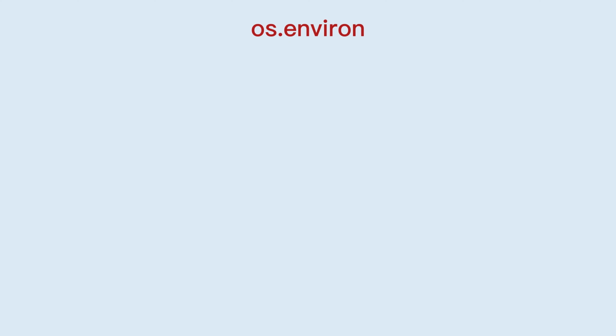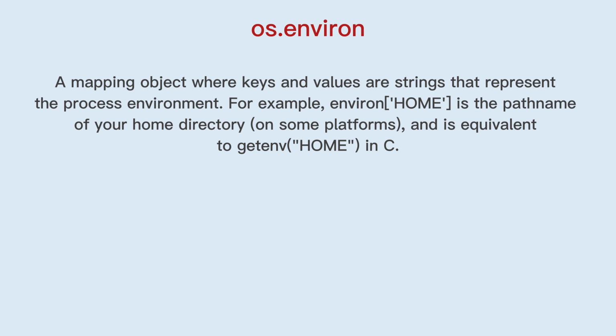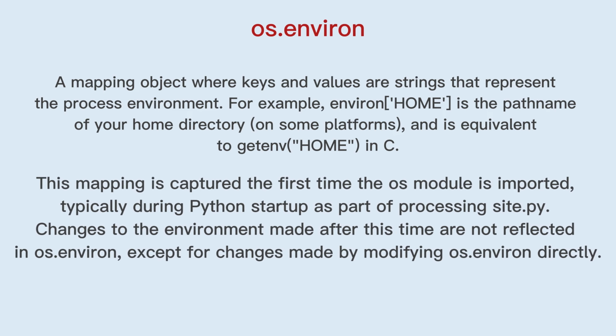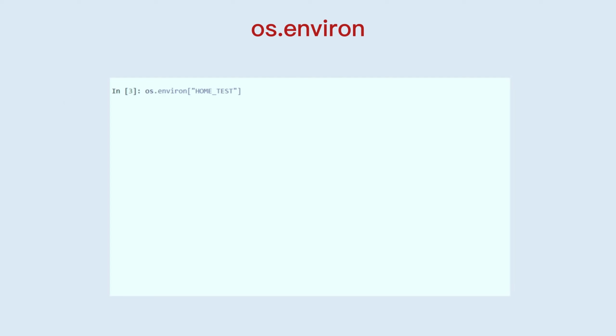os.environ: a mapping object where keys and values are strings that represent the process environment. For example, environ['HOME'] is the pathname of your home directory on some platforms, and is equivalent to getenv("HOME") in C. This mapping is captured the first time the os module is imported, typically during Python startup as part of processing site.py. Changes to the environment made after this time are not reflected in os.environ, except for changes made by modifying os.environ directly.